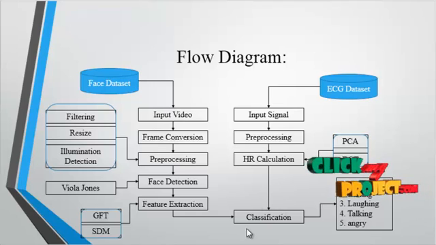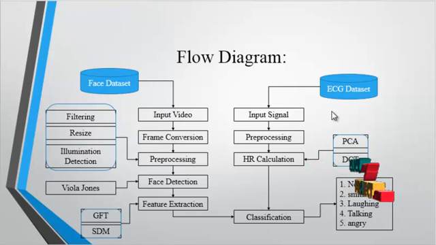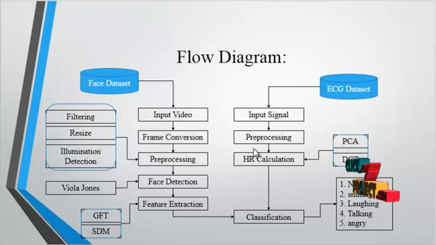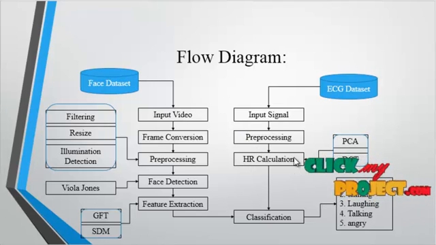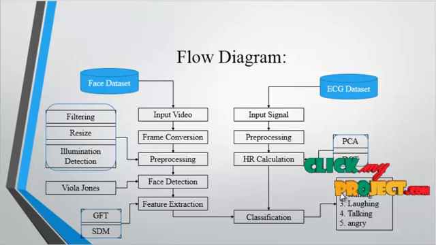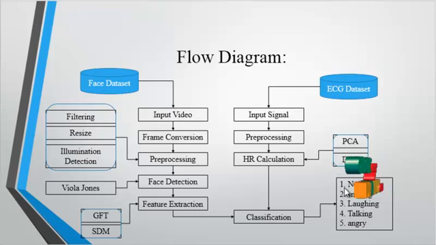When the classification is done, there is another step, the data acquisition, like ECG data acquisition. After the ECG signals are obtained from the dataset, the pre-processing is carried out by using the filtering method. Then the heart rate calculation is done by PCA and DCT. After the heart rate calculation, the features are extracted from the signals. Then the classification is done for the signal and the video. After the classification, the result is shown in the message box.